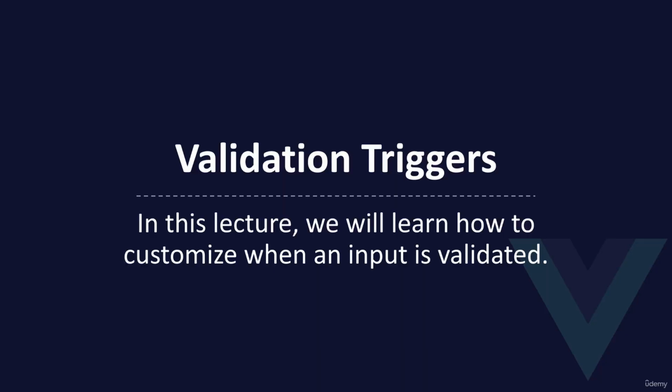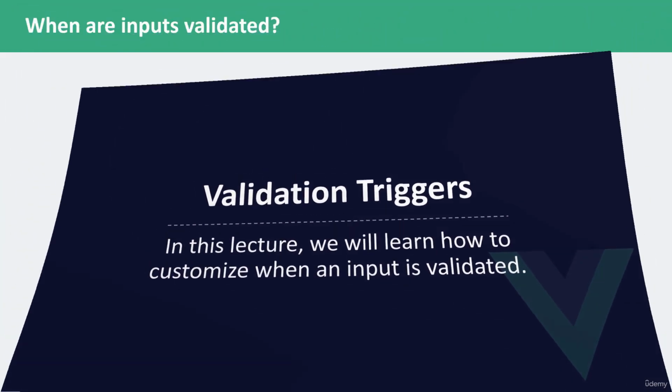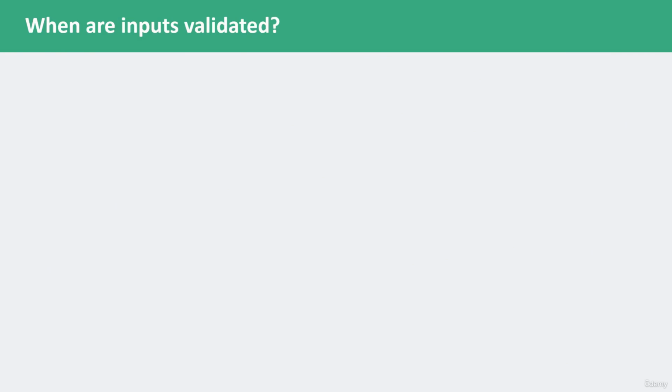In this lecture, we're going to talk about validation triggers. vValidate can be configured to validate an input on different events. If we want, we can go with an aggressive validation tactic for validating inputs. First, let's understand the default behavior as to when an input is validated. Validation is performed on one of four occasions.